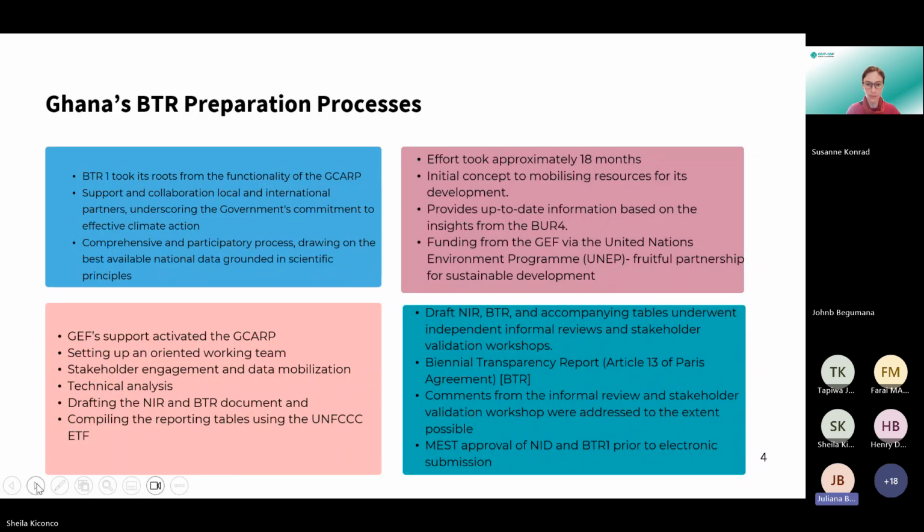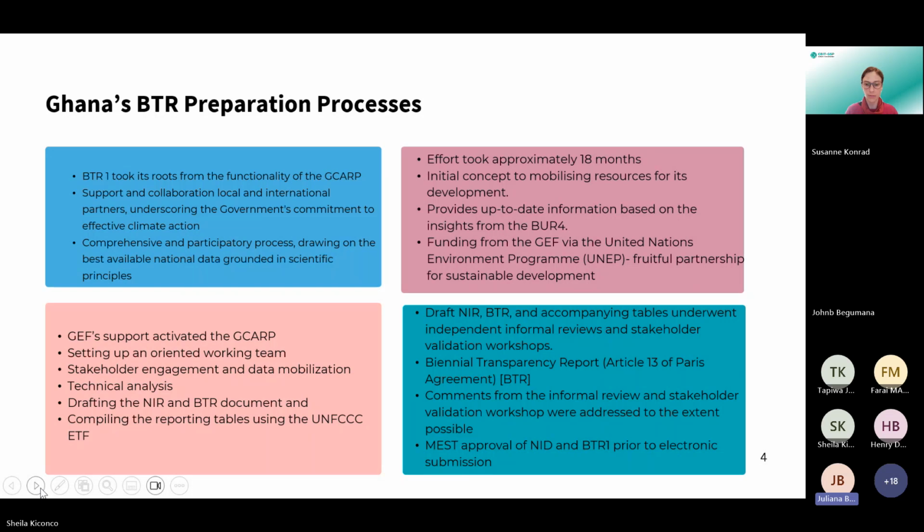We took a duration of about 18 months to be able to come up with the BTR and its GHG inventory, as well as its accompanying document. The initial concept that we did was to submit a concept, and then we also tried to mobilize resources for the development of the BTR.